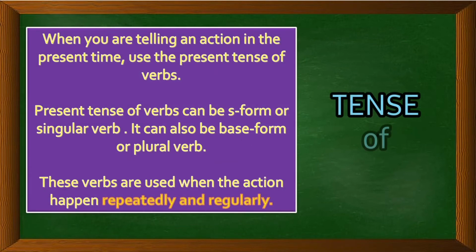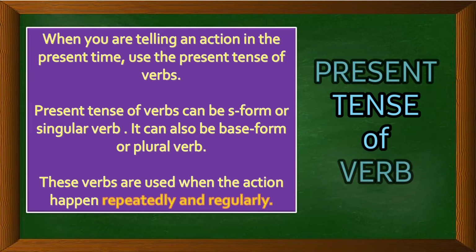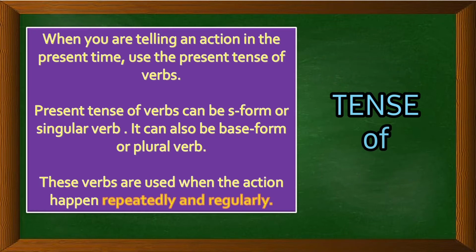When you are telling an action in the present time, use the present tense of verbs. Present tense of verbs can be S form or singular verb. It can also be base form or plural verb. These verbs are used when the action happens repeatedly and regularly.